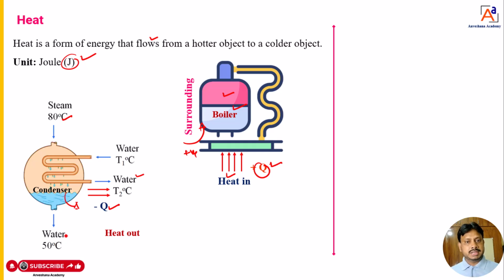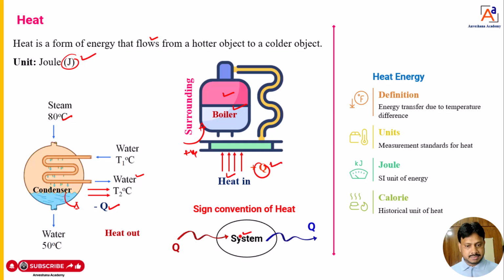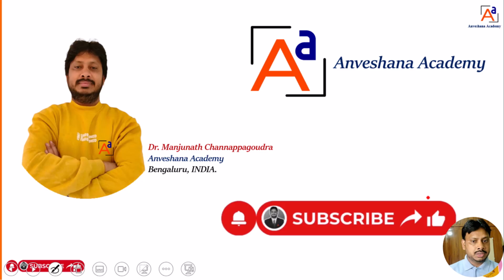So heat supplied to the system is positive. Heat supplied from the system to the surrounding is negative, dear students. So that you can see here now. Heat supplying to the system is positive. Heat rejecting from the system to the surrounding is negative, dear students. This sign convention is very important. Then we know energy transfer due to change in temperature is heat energy. Unit is joules, or else calorie also we can use. This is about heat, dear students. I hope you understood. Thank you.